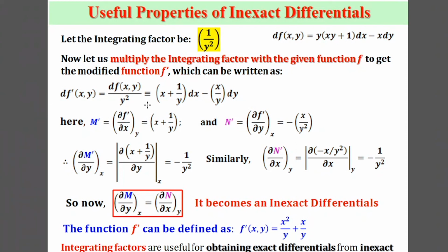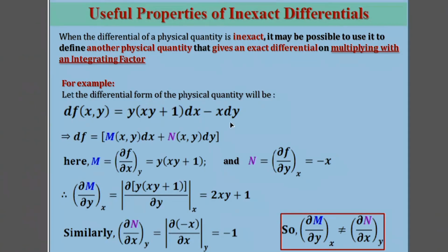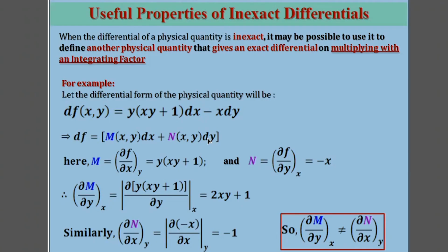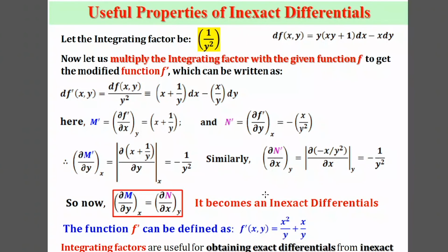This was the function which you remember. This was written like this. So this is nothing but x plus 1 by y dx. I want you to figure out how it has happened. Total differential divided by y square, and that is equal to m by plus 1 by y into dx.